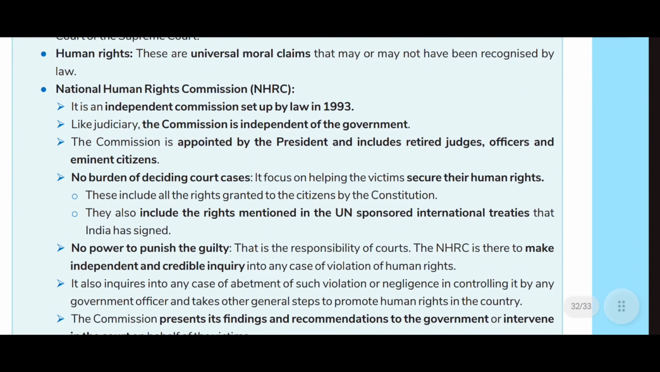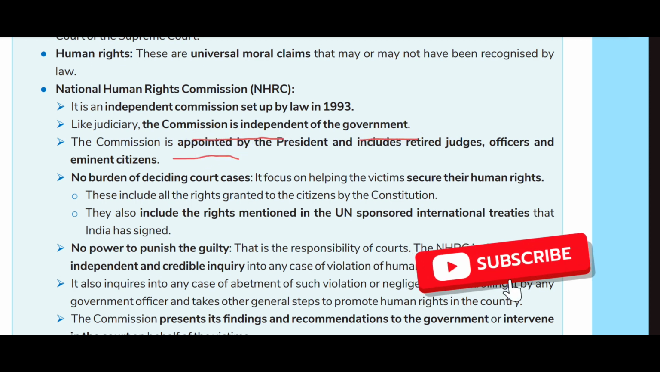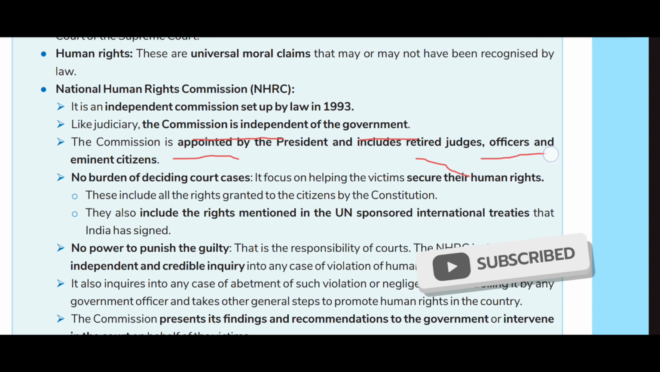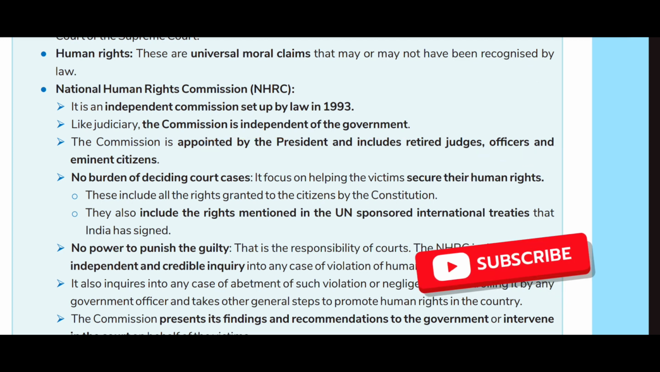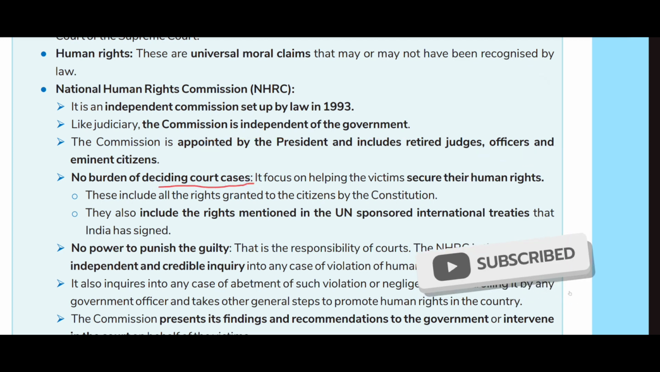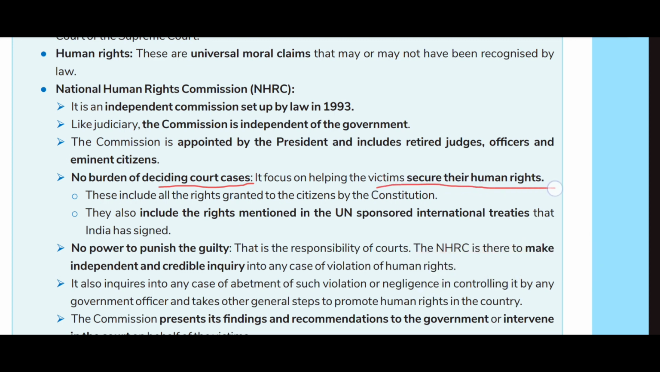National Human Rights Commission (NHRC). It is an independent commission set up by law in 1993. Like the judiciary, the commission is independent of the government. The commission is appointed by the president and includes retired judges, officers, and eminent citizens. No burden of deciding court cases. It focuses on helping the victims secure their human rights. These include all the rights granted to the citizens by the Constitution. They also include the rights mentioned in the UN sponsored international treaties that India has signed. No power to punish the guilty. That is the responsibility of the courts.